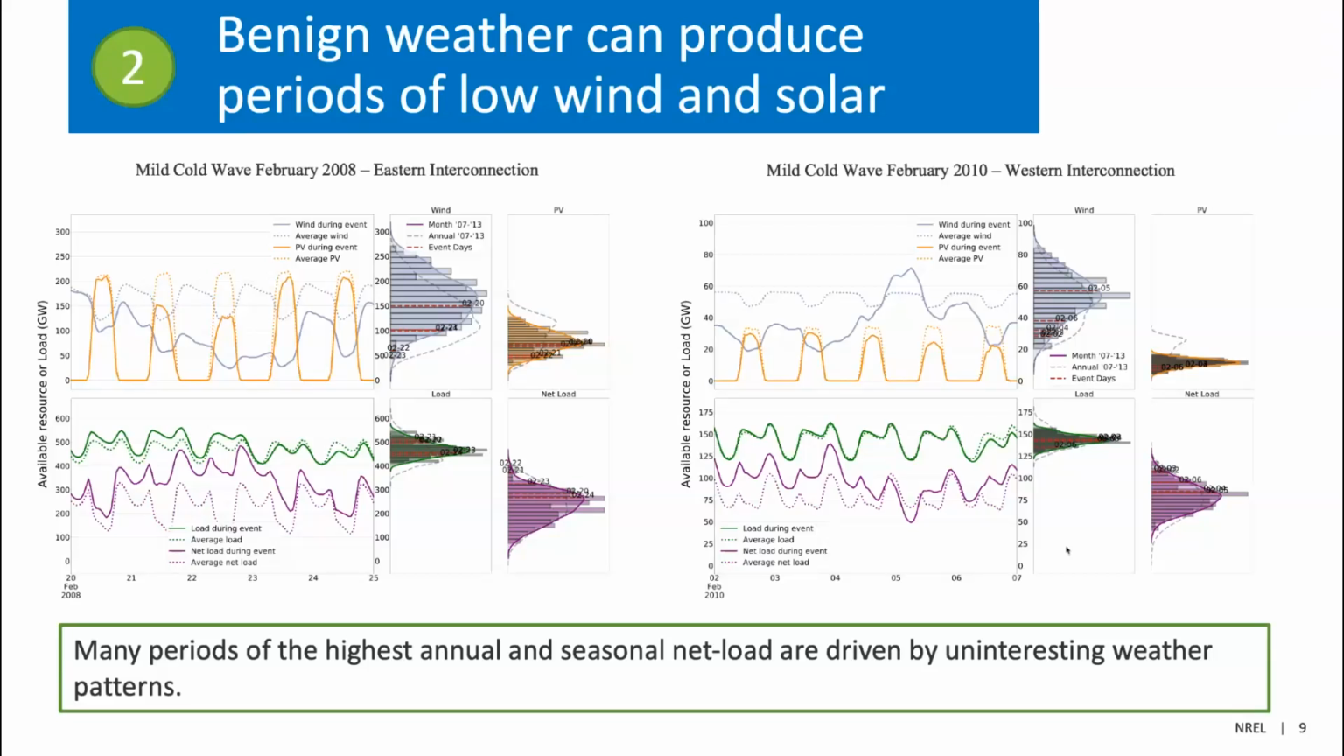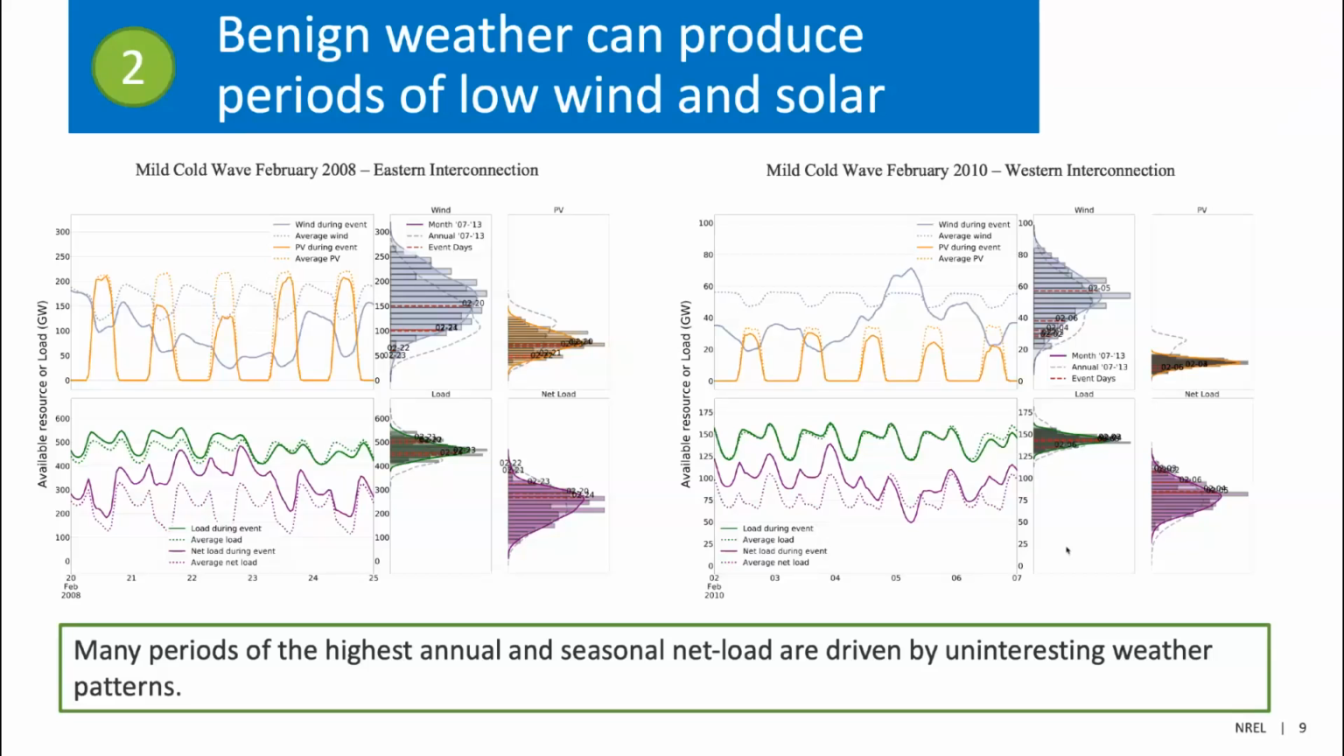In both cases, the load profile, so the profile in green, is kind of right about average. There's a little bit of elevated load at the beginning of the event in the Eastern Interconnection for the February 2008 event. But for the most part, it's not particularly challenging for today's system. But as we add more wind and solar, these 2 events have particularly low resource availability during these times, which pushes the net load into the upper tails of the net load distribution, suggesting that these might be more challenging events due to lack of resource from wind and solar.